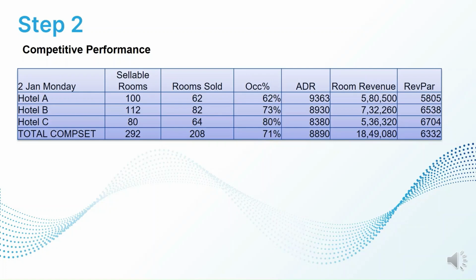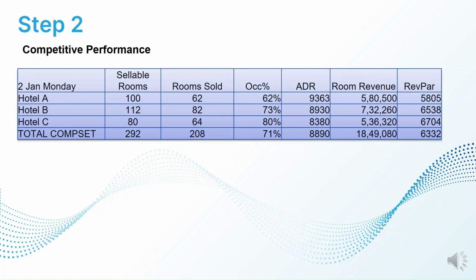They also have a similar kind of price point and they're catered to a similar kind of customer set. In order to measure the competitive performance, we also must create a total comp set. Total number of rooms in the comp set is 100 plus 112 plus 80 is 292. On that particular day, 2nd of Jan, Monday, 208 rooms got sold. Total revenue that was generated was 18 lakhs 49,080.